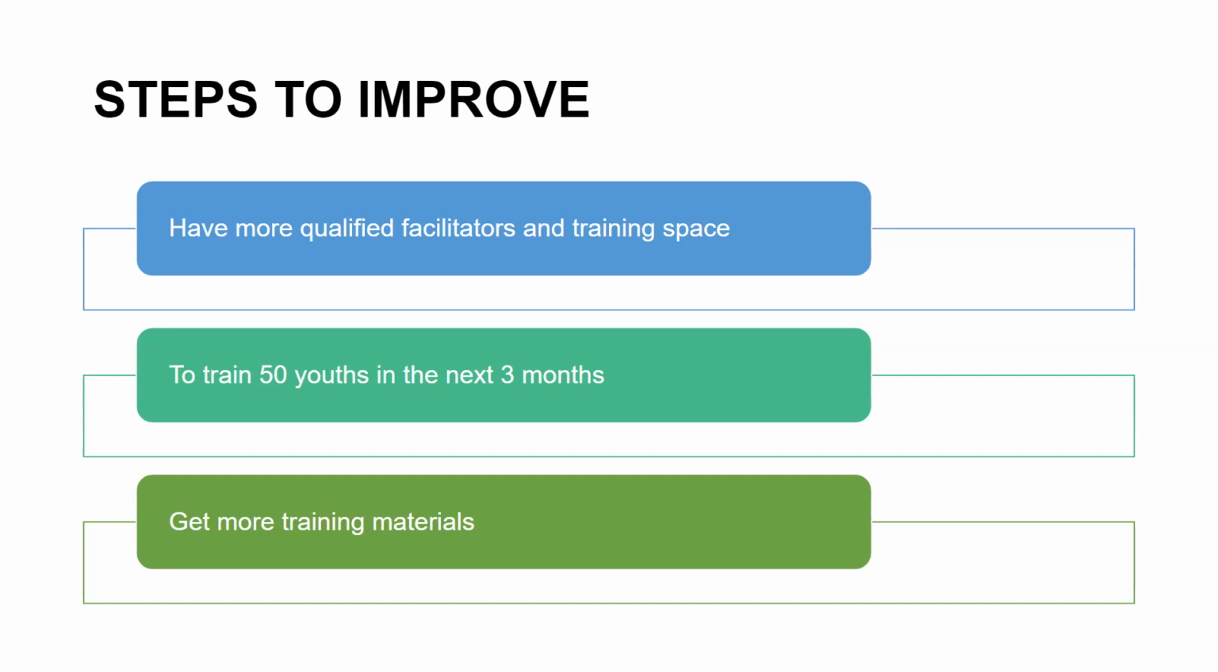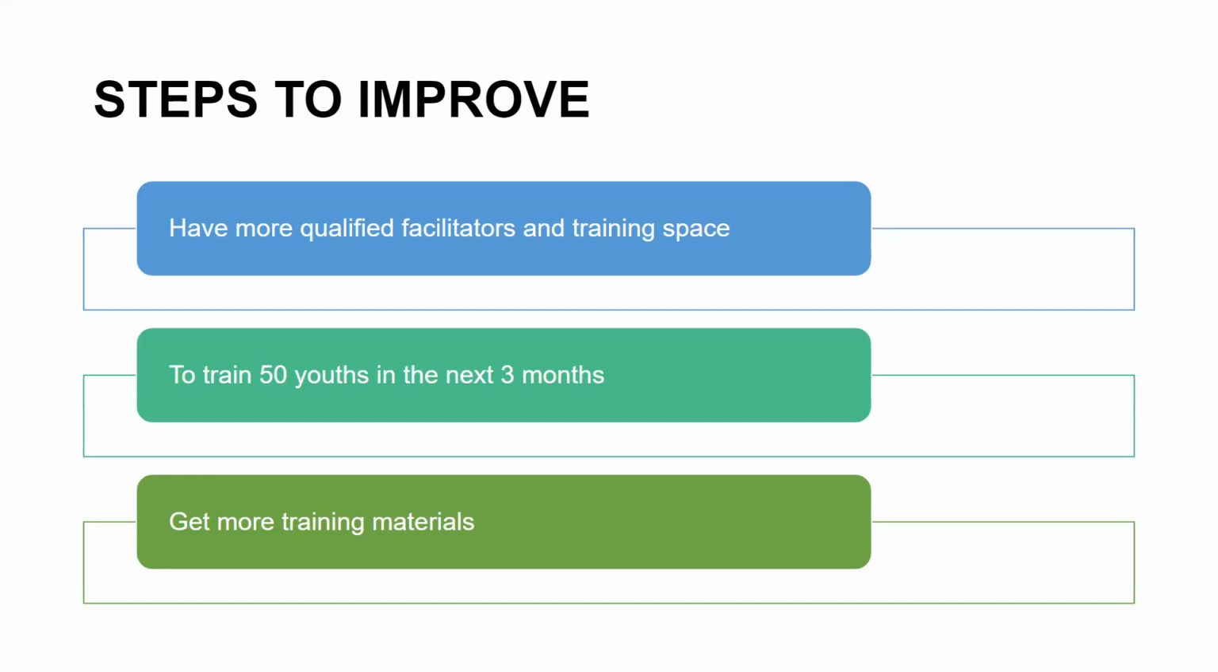So to train 50 youth in the next 3 months, this training is going to continue for like 6 months. So in the next 3 months, we want to train over 50 youth. We have 20 that are still going through the trainings. Some, like we said, are trainers of trainees now. And in the next 3 months, we want to train another 50 sets of youth through various skills programs. And we want to get more training materials.